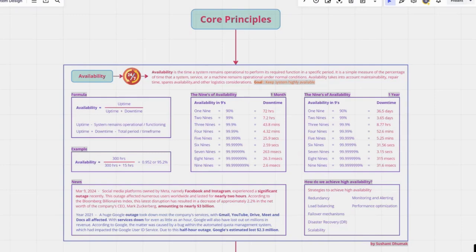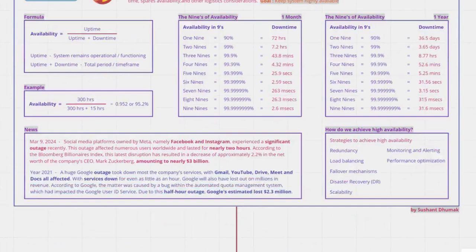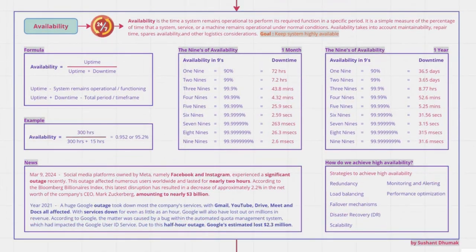Let me first talk about the first principle that we are going to discuss today, which is availability. So, what is availability? You can see here I've put one small picture, 24/7. That means something that is available 24 hours, 7 days. I got this definition from one of the books and I put it here so that we can all go through it, and I'll also try to explain what exactly availability is.